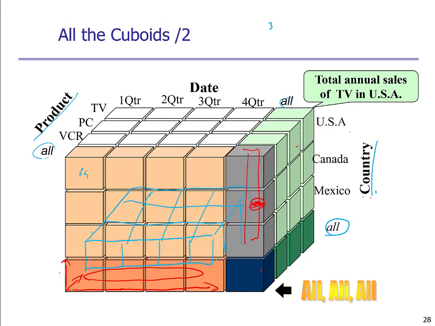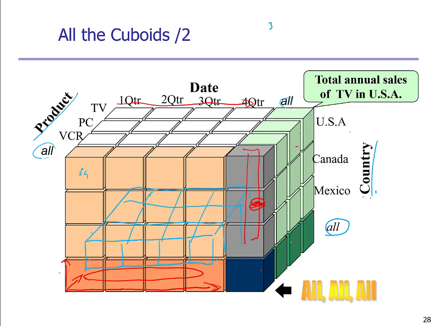Okay, because the line here is parallel to the line that represents date. Okay. Then it means that the aggregation is on the other two dimensions, but not date. Right? So each cell means the total sales of all the products across all the countries within this particular quarter.